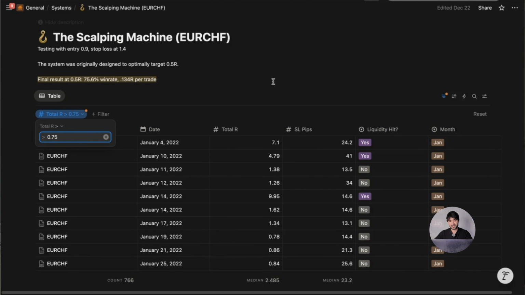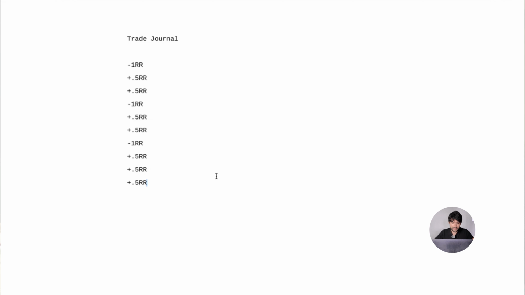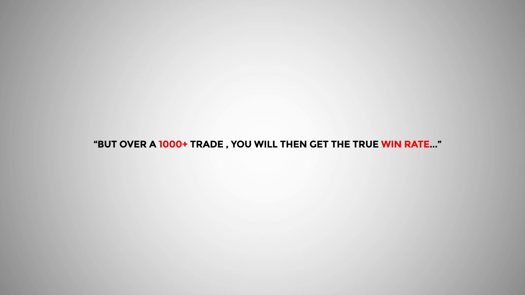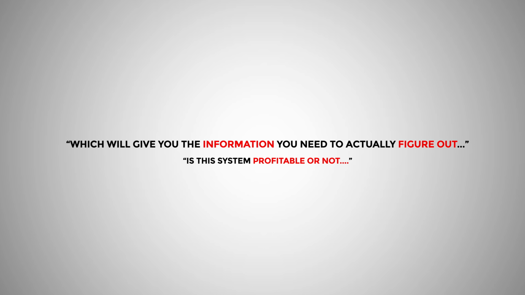So I do want to preface, this system has a 75, almost 76% win rate at 0.5 R. And within this sample size here, we performed at a 70% win rate. So slightly below the true win rate, which is totally expected. But over 1,000 plus trades, you will then get the true win rate, which will give you the information you need to actually figure out, is the system profitable or not?